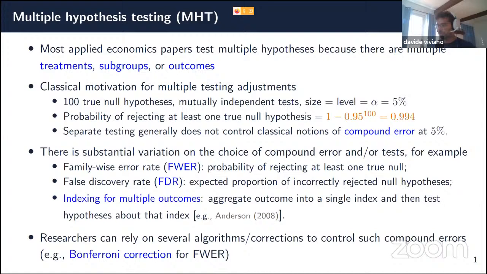Now, if we do have multiple outcomes, what people do in practice is to first aggregate outcomes into a single index, and then circumvent the problem of multiple hypothesis testing by conducting tests on that particular index. And so these are ways to control such a notion. Again, the simplest example is to use a Bonferroni correction, for instance, if we want to control the family-wise error rate. Or you can also use other types of correction, which may be less conservative.